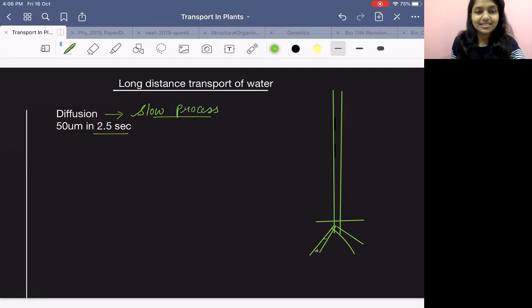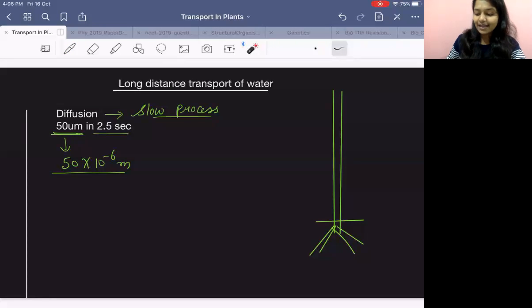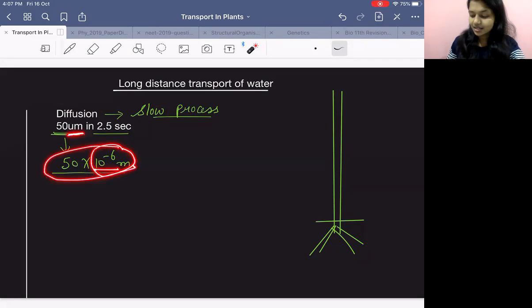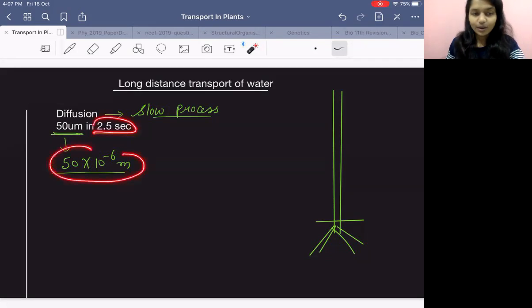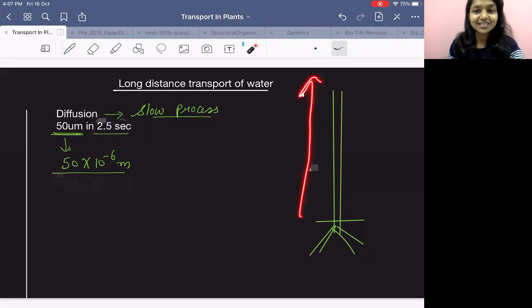In 2.5 seconds, it can cover 50 micrometers. 50 into 10 to the power minus 6 meter, right? Micrometer is equal to 10 to the power minus 6 meter. So to cover this distance, it requires 2.5 seconds. You can imagine, to cover long distances in meters, how much time it will require. That's why diffusion is not the process by which the water can go for a longer distance.